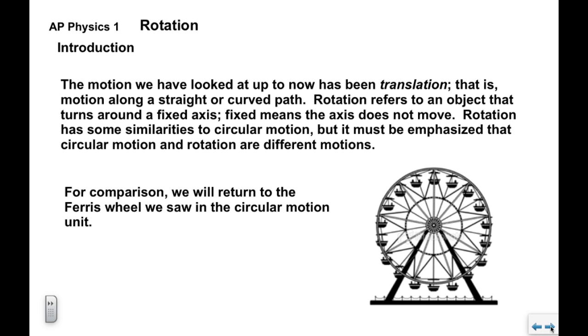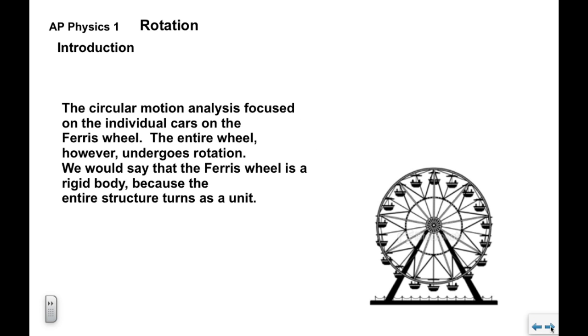You might recall during the circular motion unit, we looked at a Ferris wheel. And in that unit, we focused on the cars themselves. So when we looked at the car here, as the Ferris wheel turns, the car moves through circular motion. The entire wheel, however, undergoes rotation and spins around an axis that is in the middle here and points out of the screen at you.